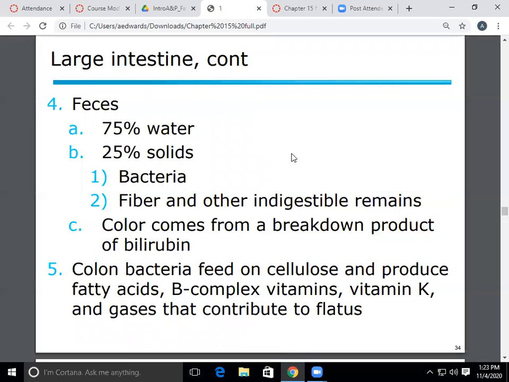Okay, the colon bacteria are going to feed on cellulose, which is basically a long chain of carbohydrate, but it's kind of an indigestible carbohydrate, at least by humans. And bacteria in the colon can break it down and produce things like fatty acids, B complex vitamins, vitamin K, as well as gas, right? It's the gas you need when you have gas.